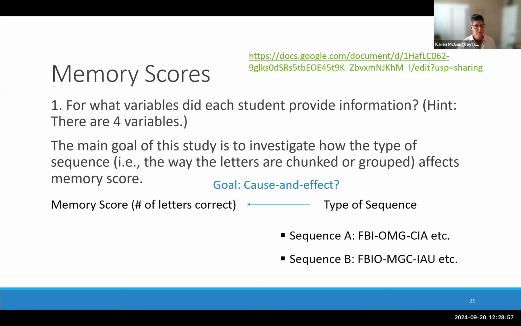So one of the sequences was easily recognizable acronyms: FBI, OMG, CIA. The other sequence was the same letters in the exact same order, but they were chunked differently. So FBIO, MGC, IAU, etc. Right? So the idea is that maybe the one with the easily recognizable acronyms is going to be easier for people to remember. Okay.